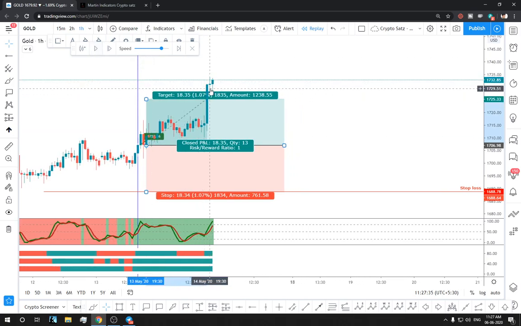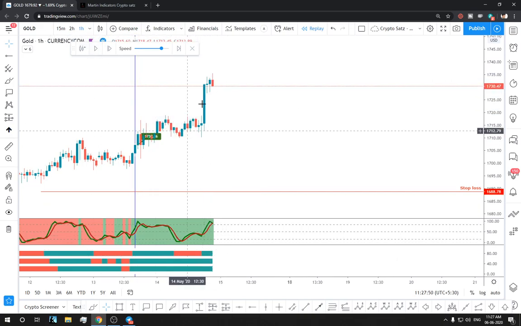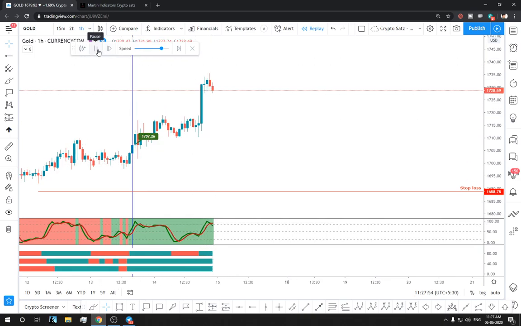Bingo, our target's hit over here. So we have a target hit. Okay, this one was a good long signal. So we'll see for the next signal. We don't count this signal because this is where our targets were hit, so we just wait for the next trade setup.